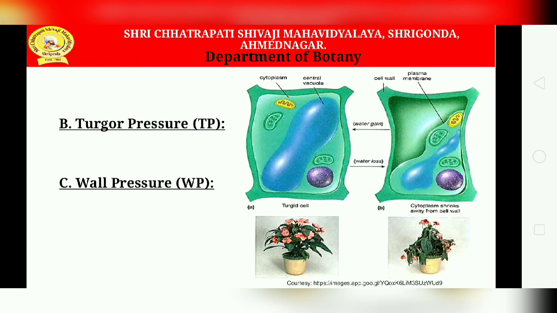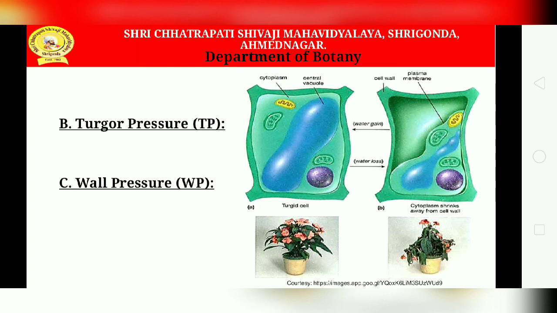Next is wall pressure. As the turgor pressure increases, the wall pressure increases, and turgor pressure is equal to the wall pressure. What is wall pressure? The cell wall is elastic in nature, so it exerts an equal and opposite pressure to resist the turgor pressure, which is known as wall pressure, that is WP. In the picture you can see the turgor pressure.